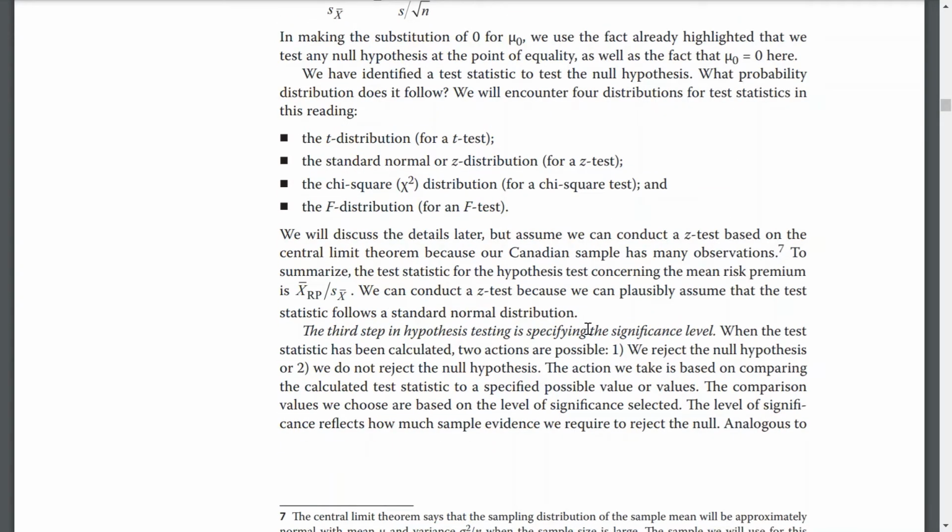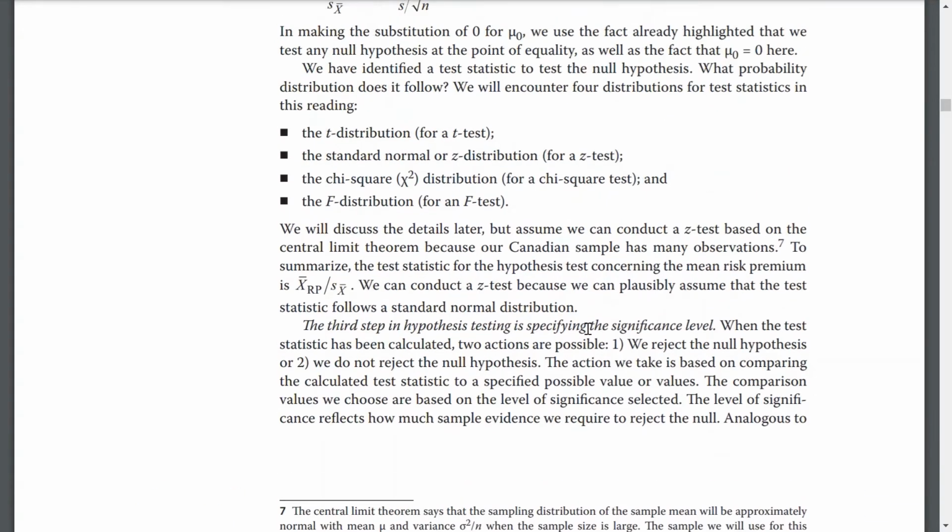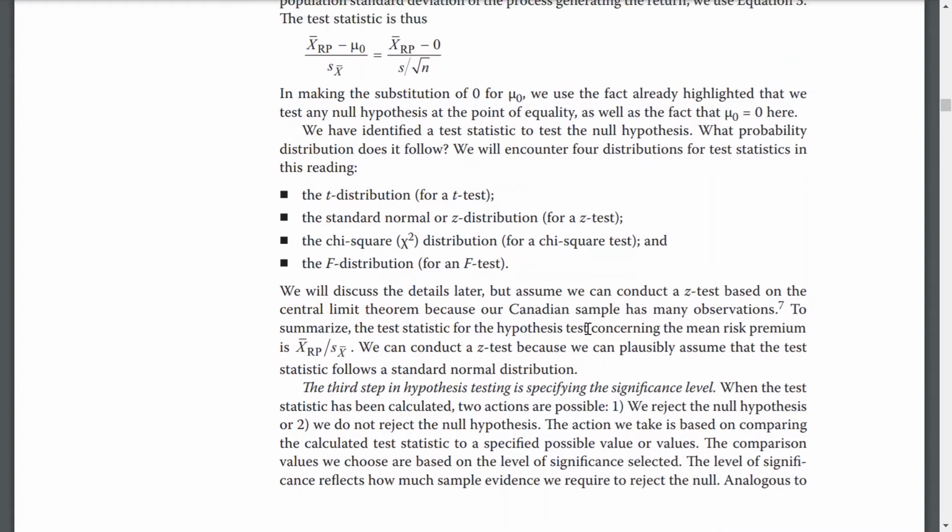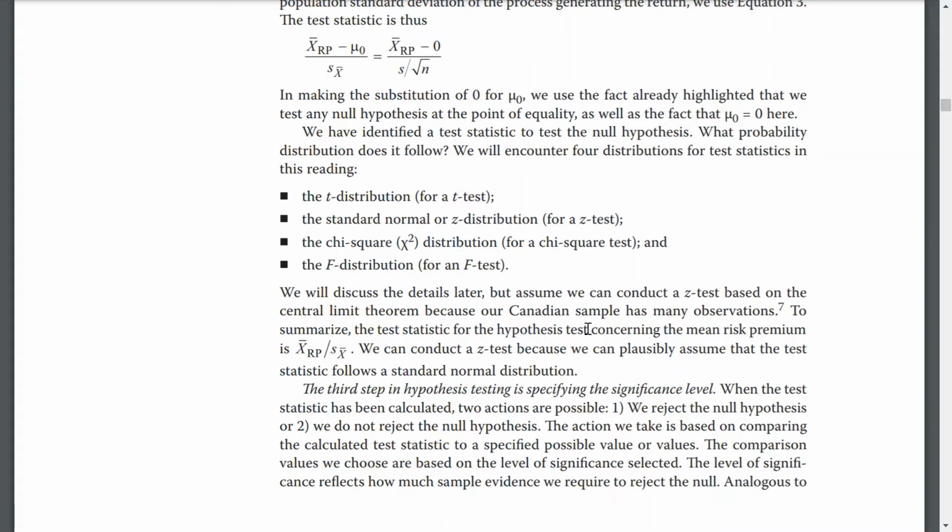We have identified a test statistic to test the null hypothesis. What probability distribution does it follow? We encounter four distributions for test statistics in this reading: the t distribution for a t-test, the standard normal or z distribution for a z-test, the chi-square distribution for the chi-square test, and the F distribution for an F-test. We will discuss the details later, but assume we can conduct a z-test based on the central limit theorem because our Canadian sample has many observations.